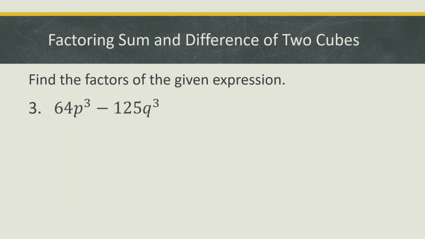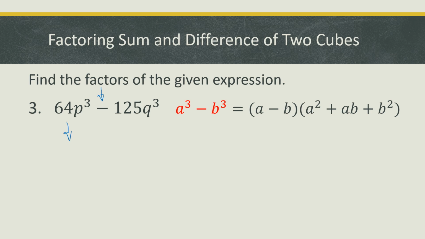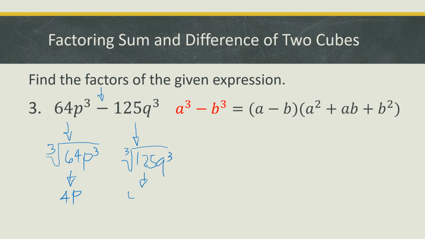Let's try example 3. Find the factors of 64p cubed minus 125q cubed. Since this is a minus sign, we will use the difference of two cubes formula. Get the cube root of 64p cubed, and that will give us 4p. Get the cube root of 125q cubed, and that will give us 5q. This will be now our a value and b value to substitute to the given formula.